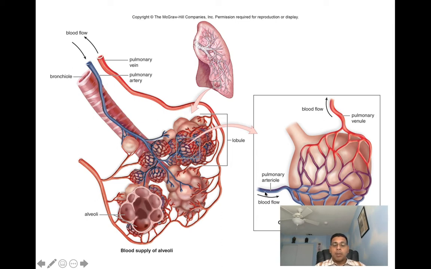And you can see there's a pulmonary artery coming through, and then gas exchange occurs, and the oxygenated blood is going to leave via the pulmonary venule. If you recall, the pulmonary venule is going to take blood to the left atrium. Very good, the left atrium. And this blood is coming from the right atrium, then the right ventricle, then the pulmonary trunk, then the right and left pulmonary arteries, and then the arterioles, eventually the capillaries, and you can see that whole pathway here.